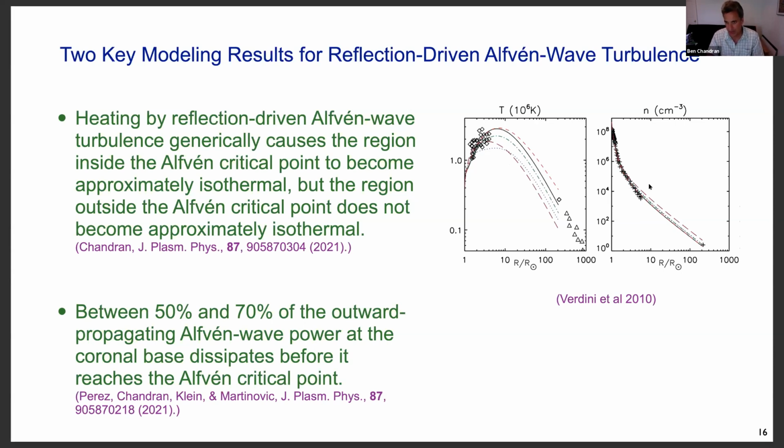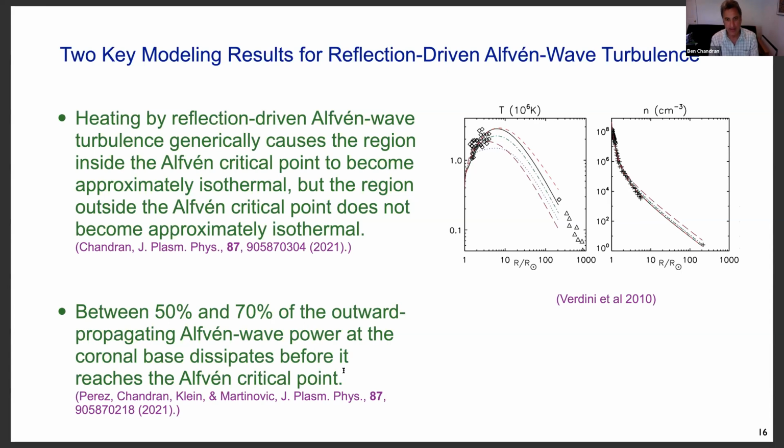It's not truly isothermal, but it's almost isothermal in the sense that if you had an adiabatic plasma with an adiabatic index of 5/3, and this plasma's density dropped by a factor of 10 to the 5, then the temperature would change by orders of magnitude. And here we don't see that. It's only a factor of 2 or 3. So it's almost isothermal. The other modeling result I want to share with you is that between 50 and 70% of the outward propagating Alfvén wave power at the coronal base dissipates before it reaches the Alfvén critical point. So the majority of the power in the Alfvén waves at the coronal base goes into heating the subalfvénic region.